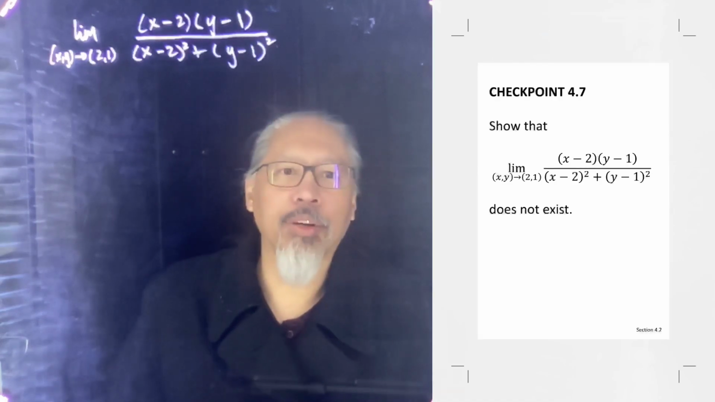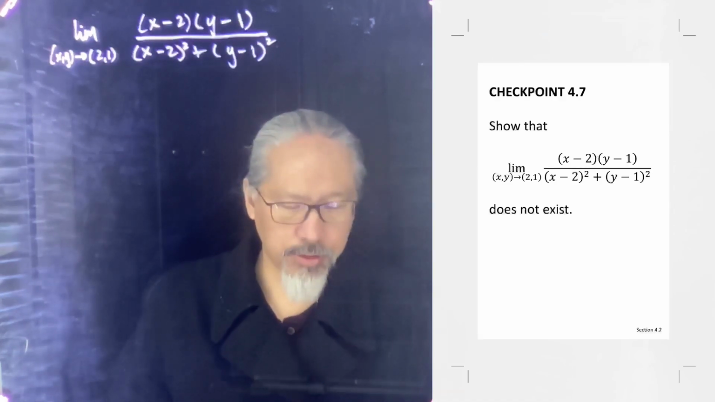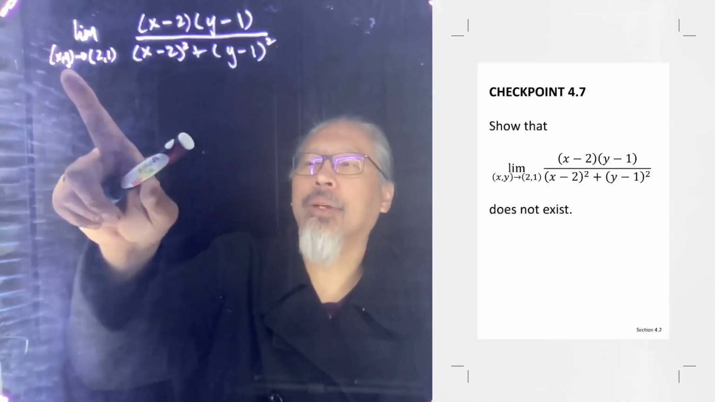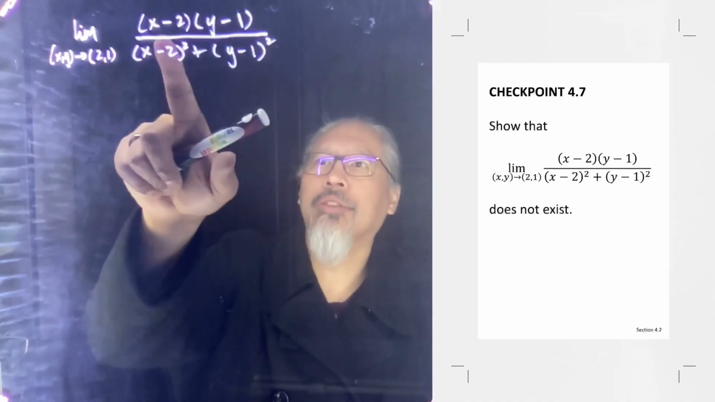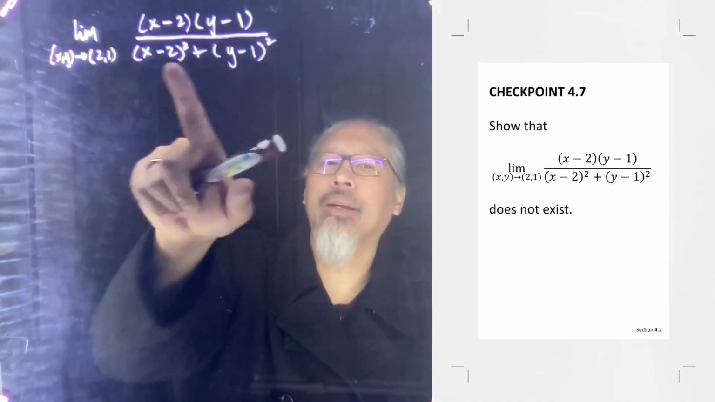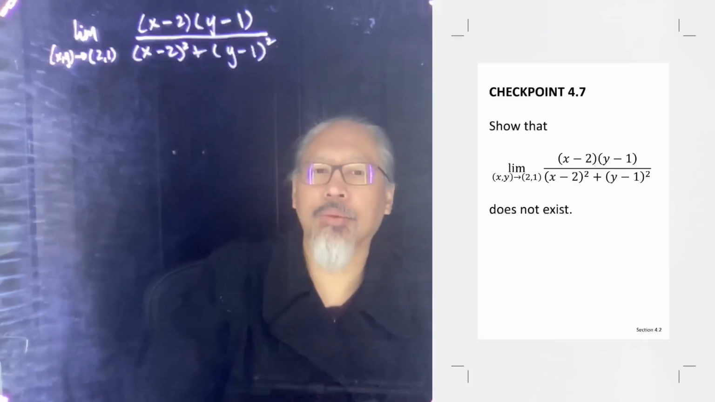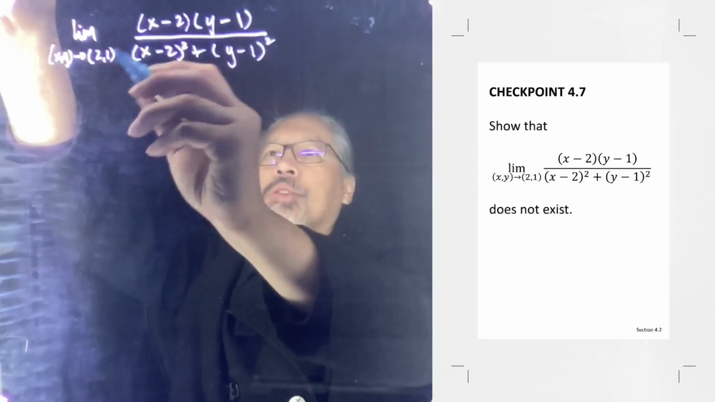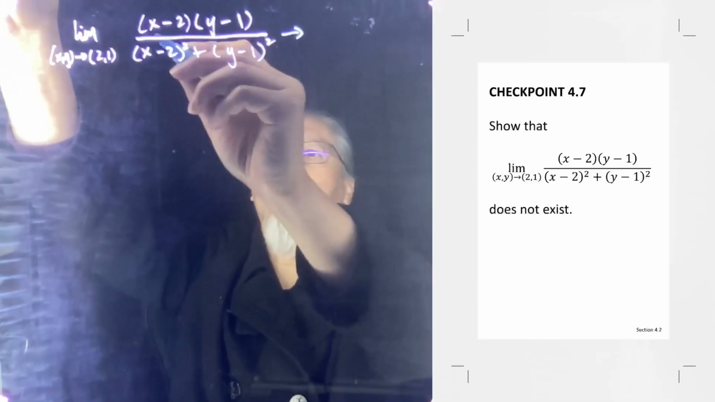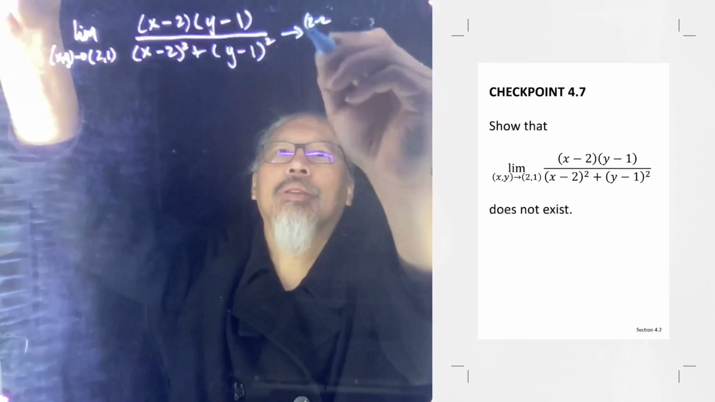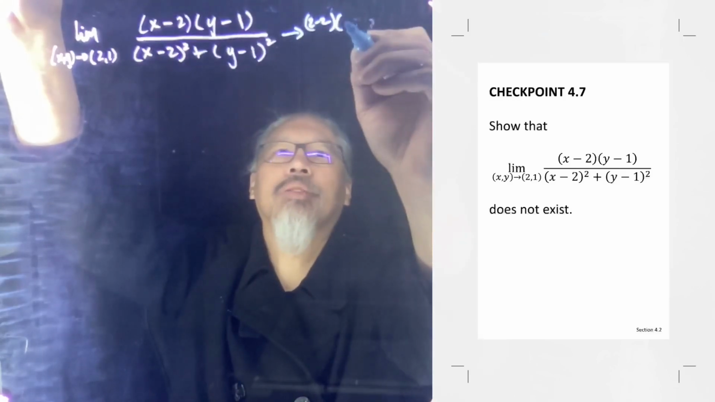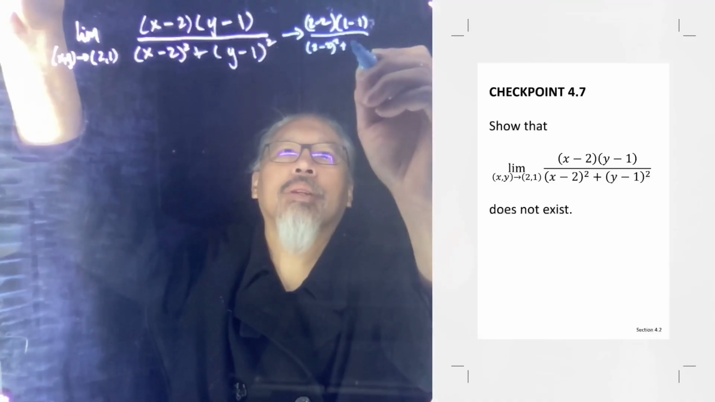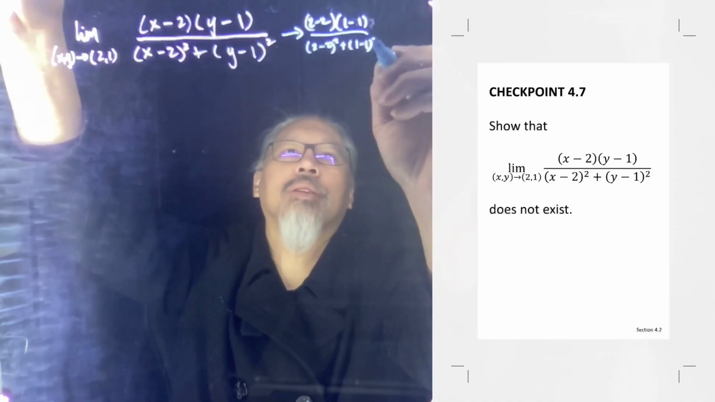Hello, we are at checkpoint 4.7 from section 4.2, and in this checkpoint they want us to take the limit as x, y approaches 2, 1 of (x minus 2)(y minus 1) divided by (x minus 2) squared plus (y minus 1) squared. If we put in the values, we get 2 minus 2, that's 0, and 1 in for y, that's 0 again on top, and 2 minus 2 squared plus 1 minus 1 squared on the bottom.